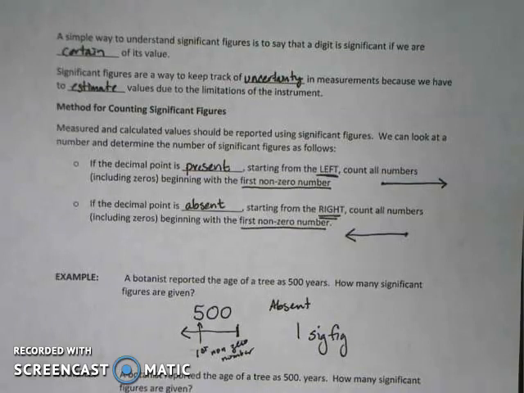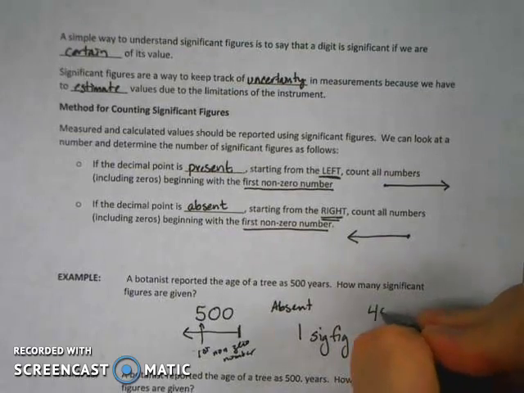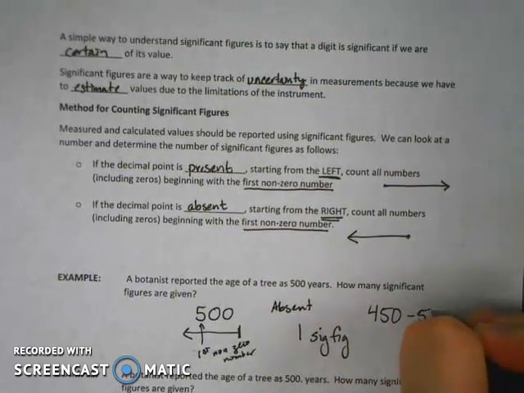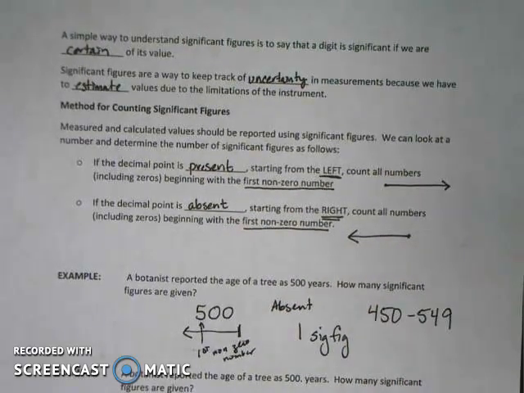I'm going to abbreviate significant figure as sig fig. That means that number was estimated. We're only certain of the 500. If we think about the range that value could be in, because we might have rounded this, 450 to 549 is our range. So if this was rounded to one significant figure, that's what this measurement could have been.